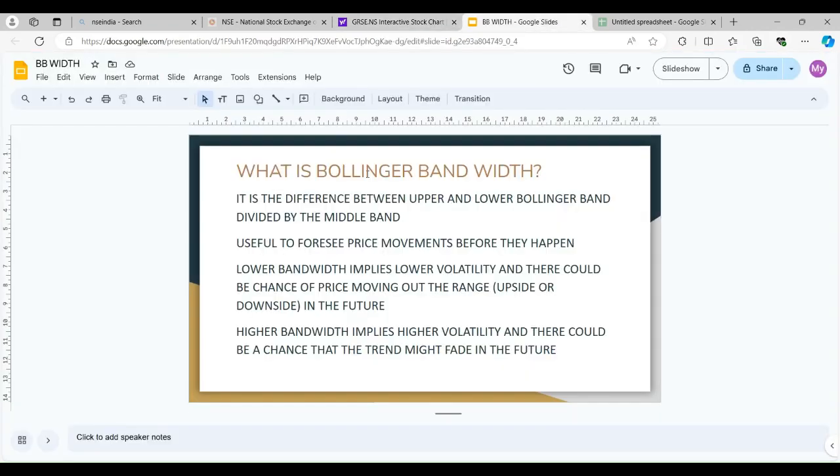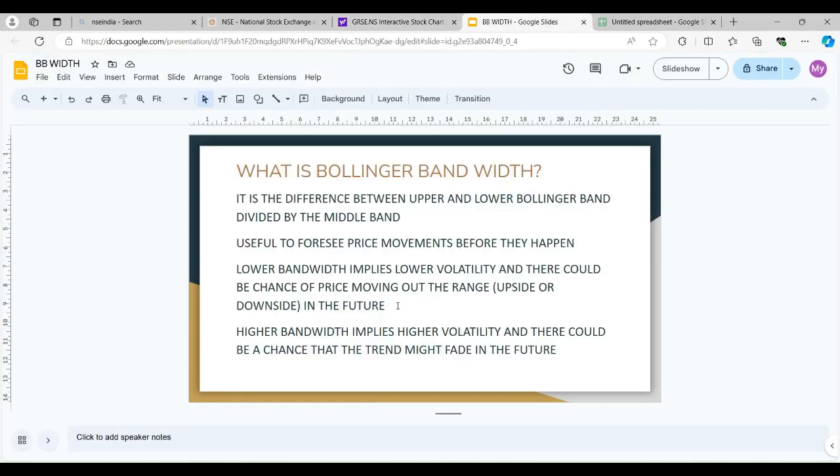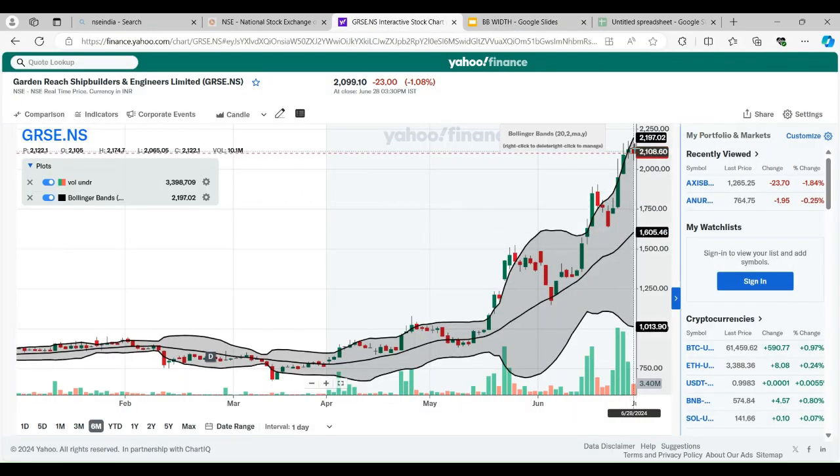Okay. So lower bandwidth implies lower volatility, and there could be a chance the price might move out of the range upside or downside in the future. Higher bandwidth implies higher volatility, and there could be a chance the trend might fade in the future. So here, this is a high volatility. Whether trend will fade from here or not, that is not the topic of the discussion.